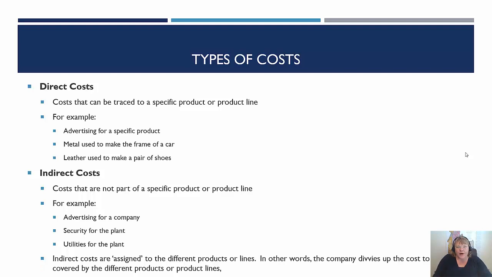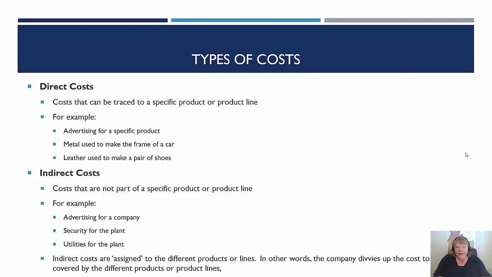Okay, types of costs. Let's get right back into this. Direct costs and indirect costs. Now, direct costs are costs that can be traced to a specific product or product line. And it seems pretty cut and dry, but sometimes it's not so easy. For example, advertising for a specific product is a direct cost.